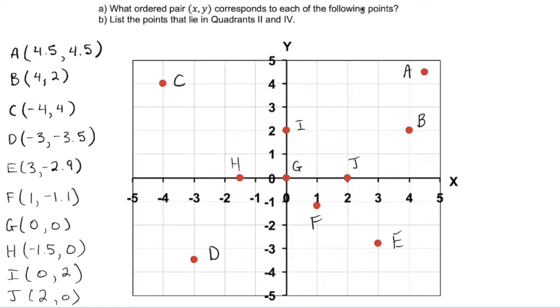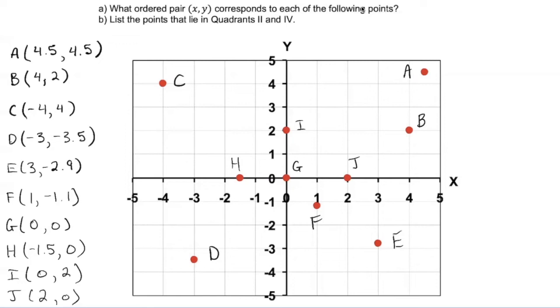B does not require that, nor does C. D, once again, has us estimating not the x coordinate, which is -3, but the y coordinate, which is -3.5. E, again, we don't have to estimate the x coordinate, but you can estimate that the y coordinate is approximately -2.9. Then you have F, which once again, we do not need to estimate the x coordinate, which is 1, but the y coordinate looks to be approximately -1.1.